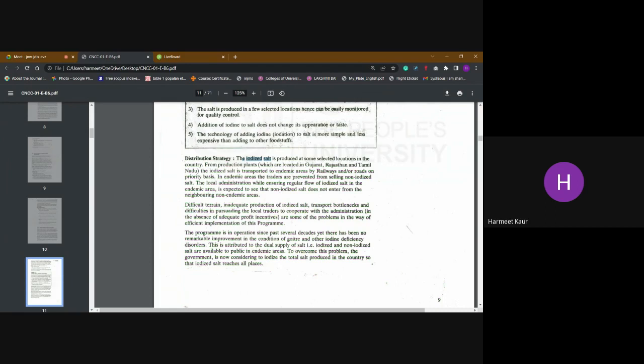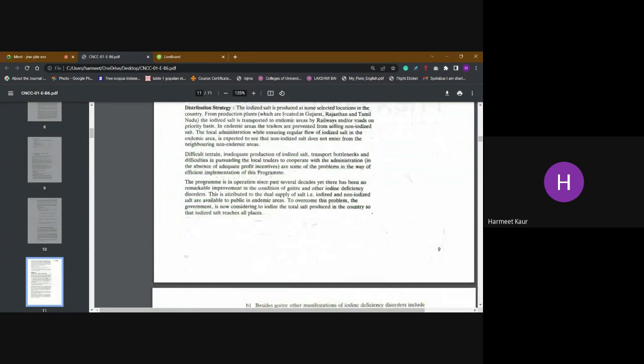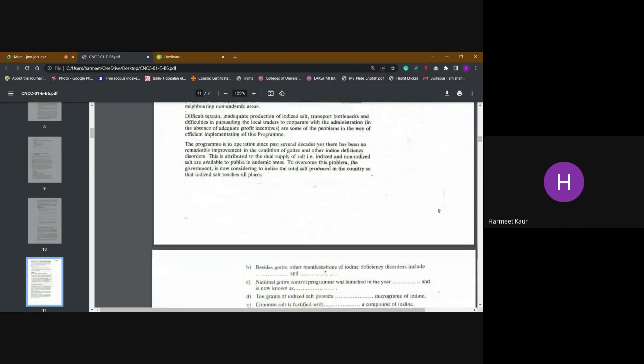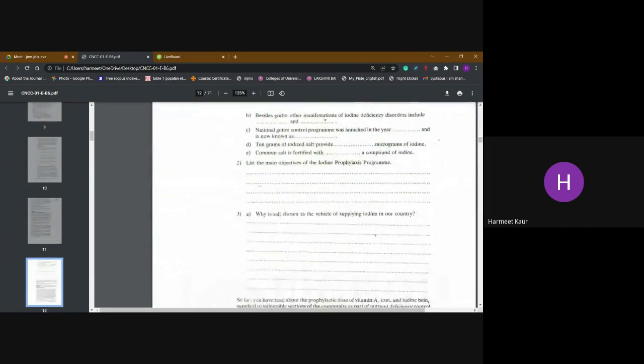Why? Because that contains iodine. Nowadays, to combat iron deficiency also, we have double fortified salt. So by double fortified salt, I mean what? Both salt and iron. So the distribution strategy of this particular program is related to provision of iodized salt. And actually in India, we have a ban on sale of non-iodized salt. So it is essential for us to make a note that here in India, the national policy says that I cannot sell non-iodized salt.